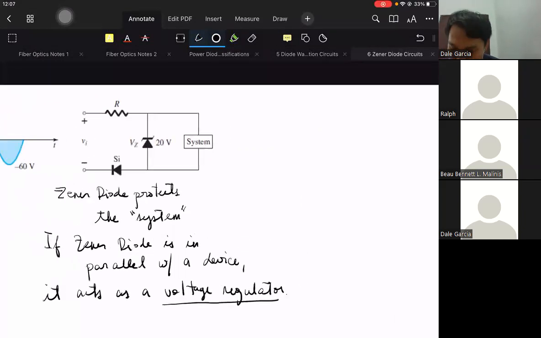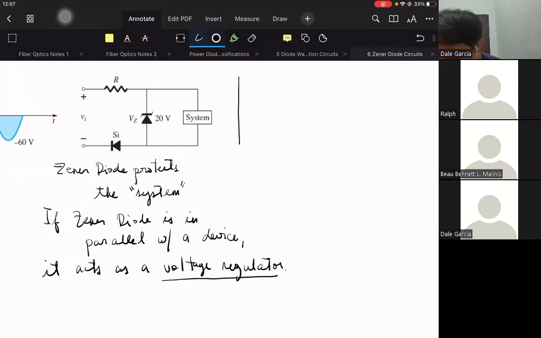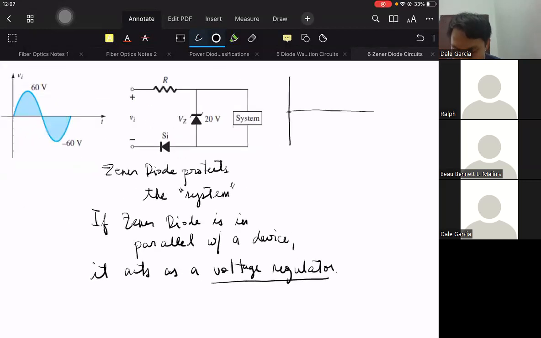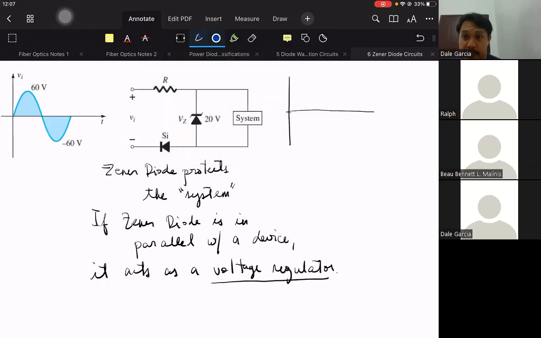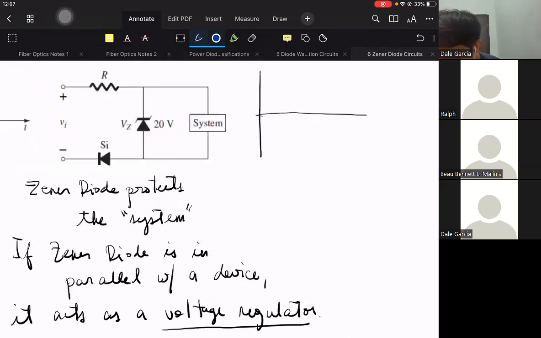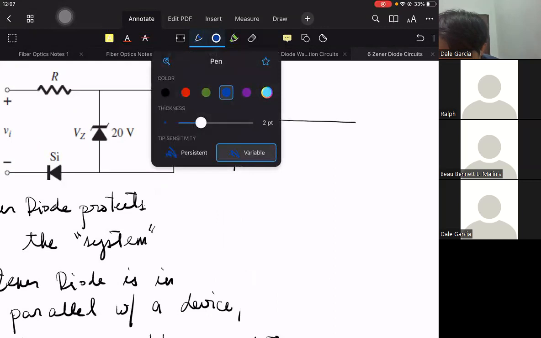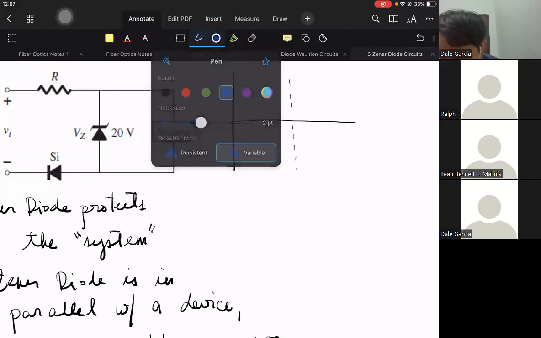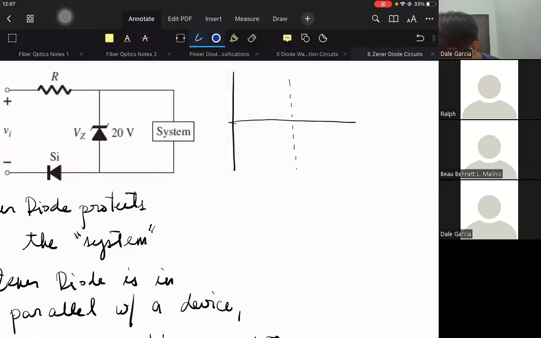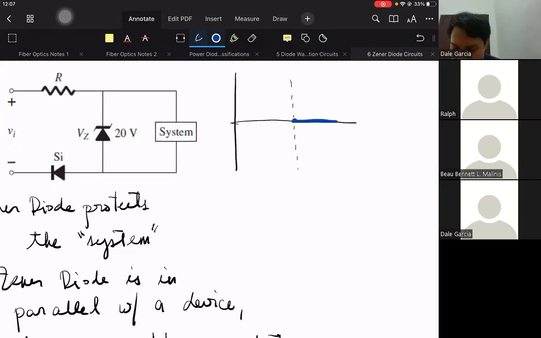So the question for this problem is most probably, what is the output waveform? As we've learned before, if we remove the Zener diode, it is a half-wave rectifier. So, current cannot conduct in the negative half cycle. So we can just draw zero for the negative half cycle. No need for computation or analysis. It is zero. How about for the positive half cycle?